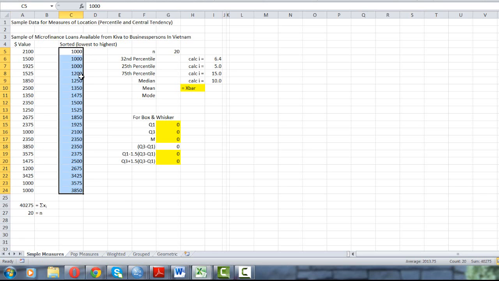And so now we can go to the 7th value. 1, 2, 3, 4, 5, 6, 7. So 1475 is our 32nd percentile. And if you recall, percentile is telling us that's the value where 32% of all the observations are at or below that value.